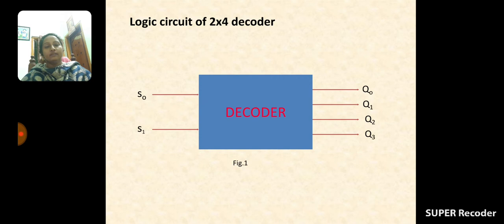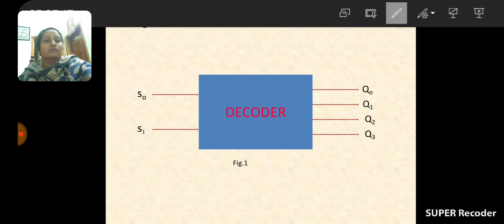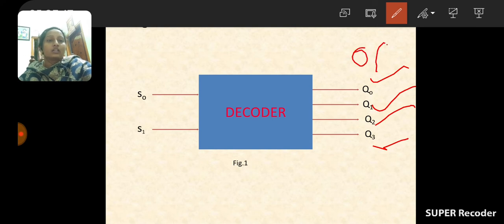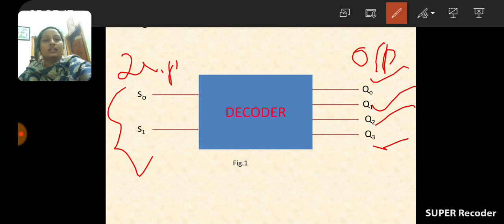Okay, see the symbol. This is the symbol of decoder. How many input lines are there here? 2 input lines are there, those are S0 and S1. How many output lines are there? 4 lines are there, Q0, Q1, Q2, Q3. So these are the output lines. 2 input lines, S0, S1, and 4 output lines, Q0, Q1, Q2, Q3.